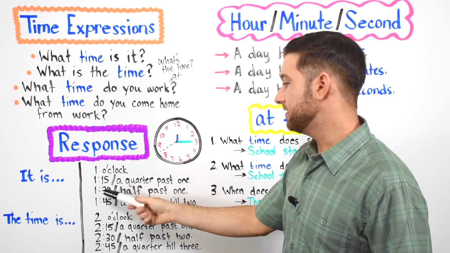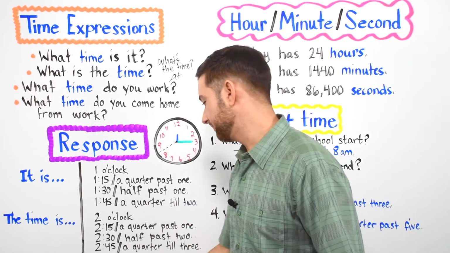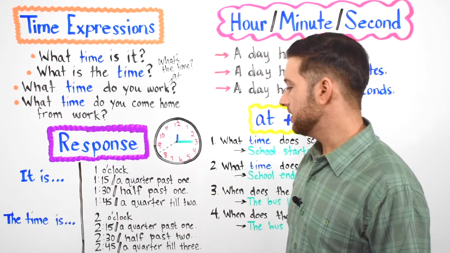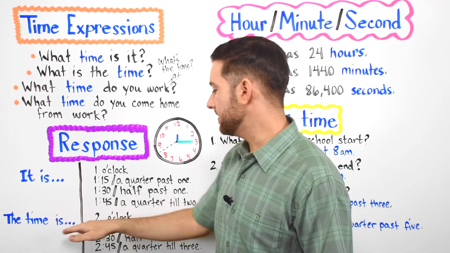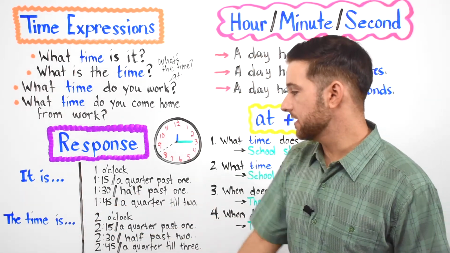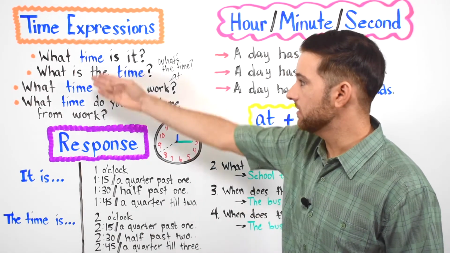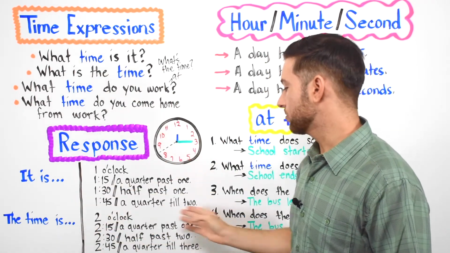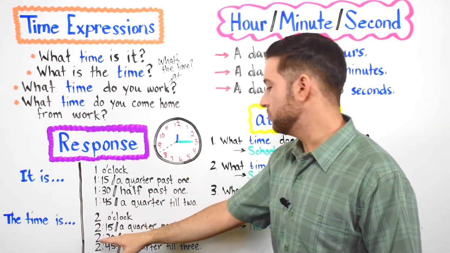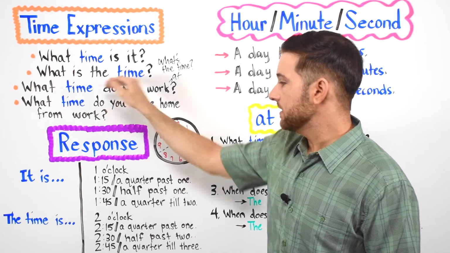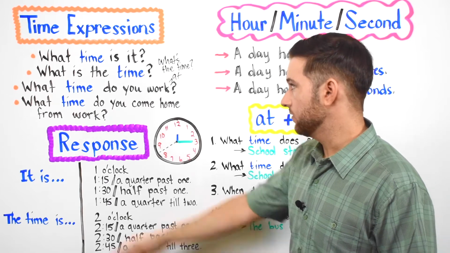It is 1:15, or instead of saying it is, you could say it's 1:15. It is 1:30, or it's 1:30. The time is 1:45, or you could say the time is 1:45. So what time is it? It is 1:45. What is the time? The time is 2:15. What is the time? It is 1:15.